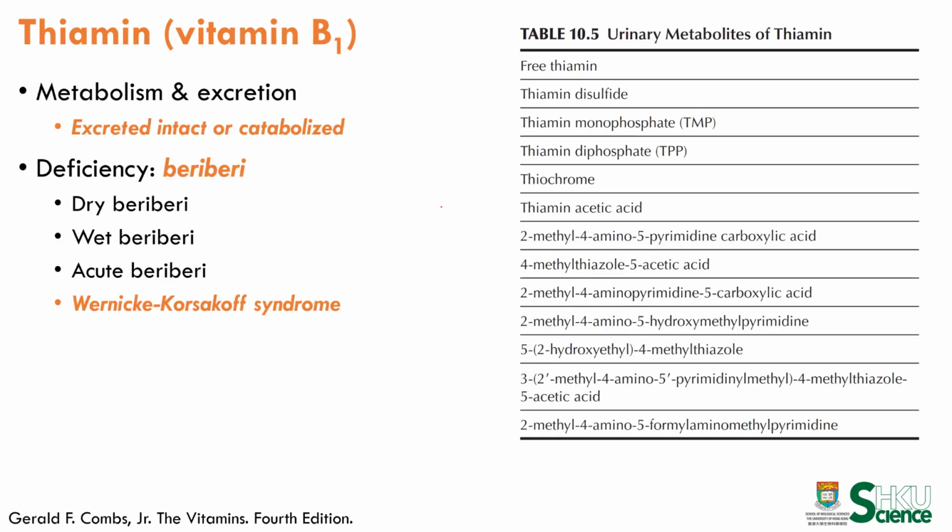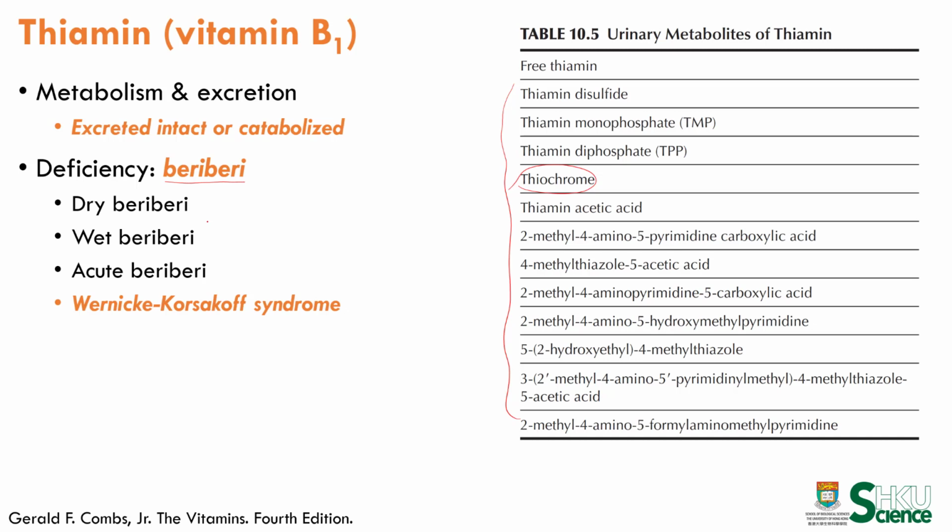In terms of metabolism and excretion, thiamine is excreted as an intact molecule or as one of these metabolites. So you see thiochrome here can also be excreted as TPP, TMP, etc. So many different forms. Measuring urinary thiamine is not going to be a very accurate indicator of thiamine status in the body. In terms of deficiency, there is a specific condition that is due to thiamine deficiency called beriberi.